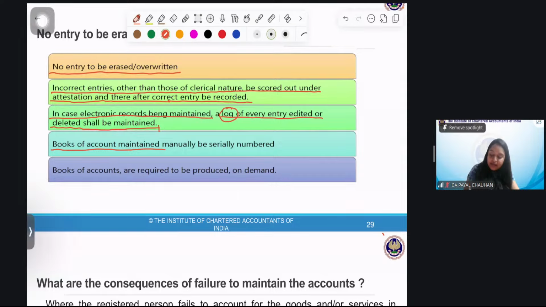Books of account maintained manually be serially numbered. We have it in the previous slides also. If it is manual books of account, every page must be serially numbered, and every entry must also be serially numbered. Books of account are required to be produced on demand. Demand by, fill in the blanks. Who will demand books of account? Demand by, who will ask? Proper officer. The proper officer, PO, will ask us, right?